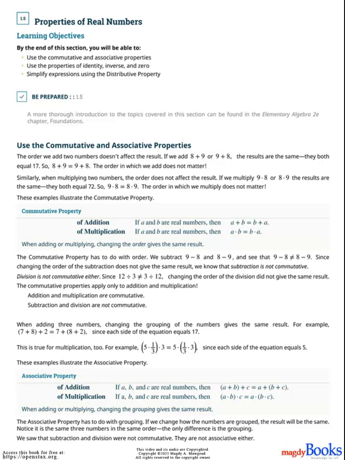When adding or multiplying, changing the grouping gives the same result. The associative property has to do with grouping. If we change how the numbers are grouped, the result will be the same. Notice it is the same three numbers in the same order, the only difference is the grouping. We saw that subtraction and division were not commutative. They are not associative either.